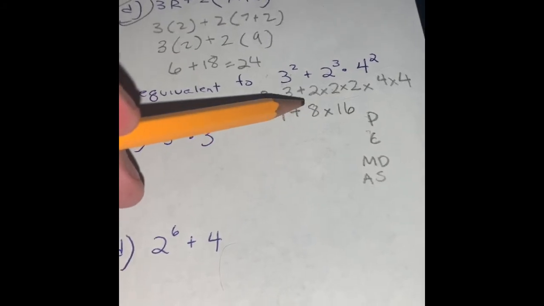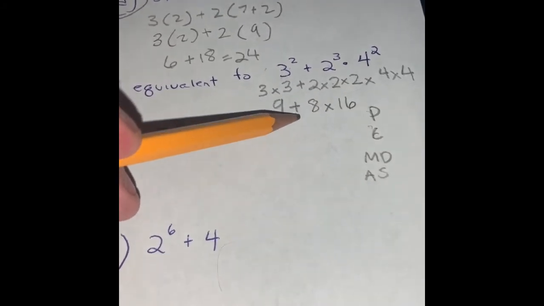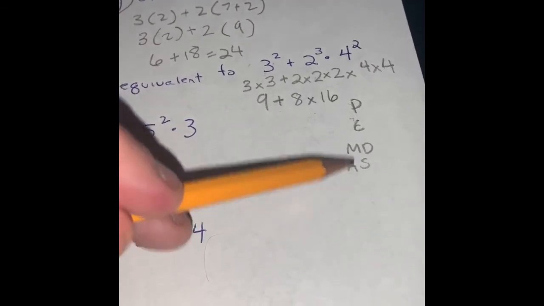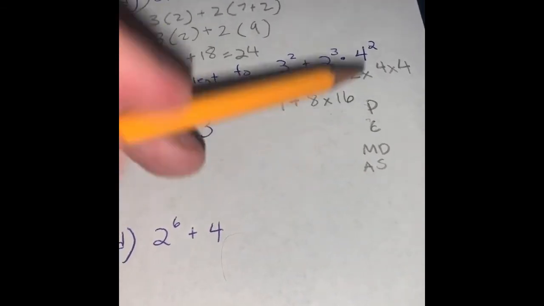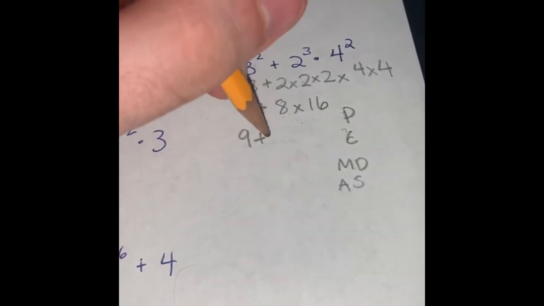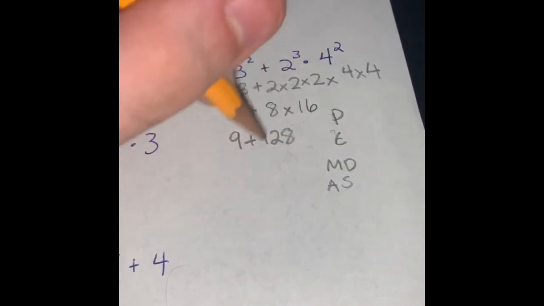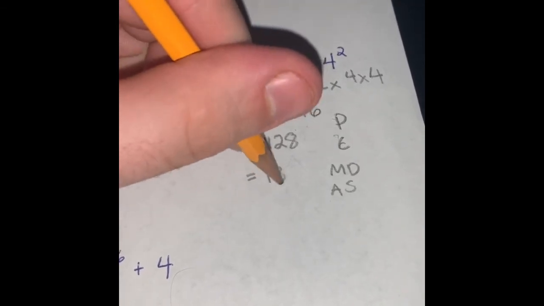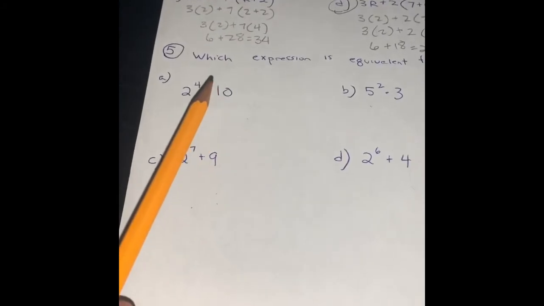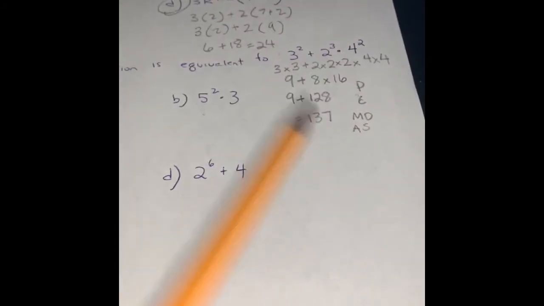Our next step is figuring out what's going to come next, adding or multiplying. Since multiplication is on a higher level than addition, we're going to do 8 times 16 first. So we're going to have 9 plus 128. And we add that together, we get 137. So our goal for this problem is to find out which expression will equal 137.